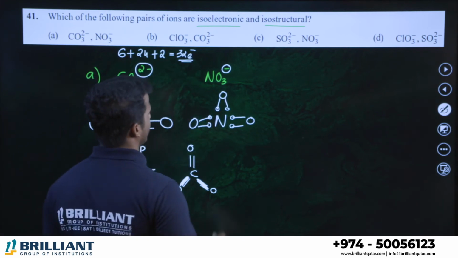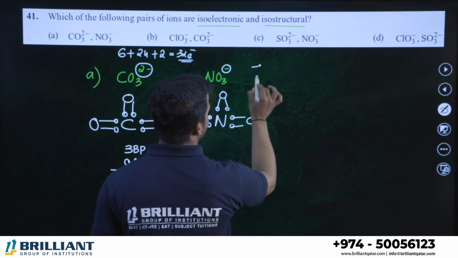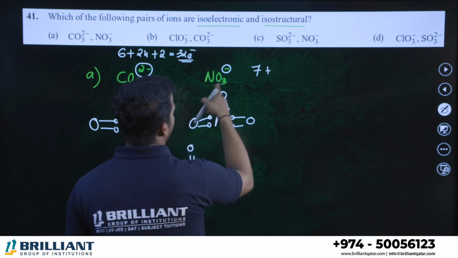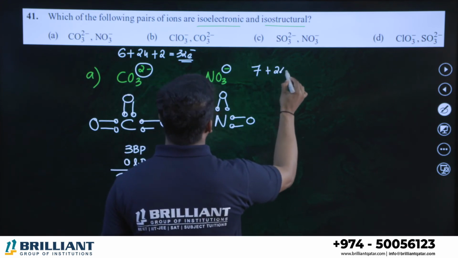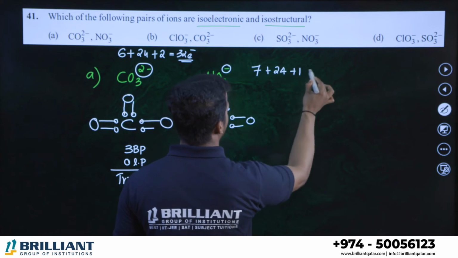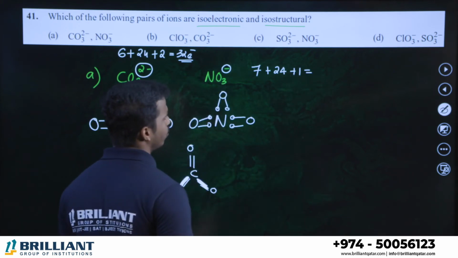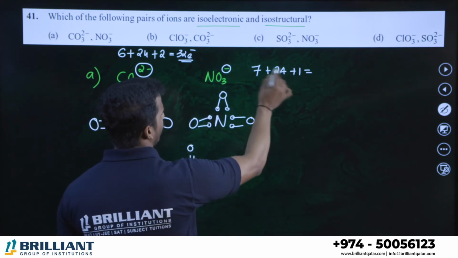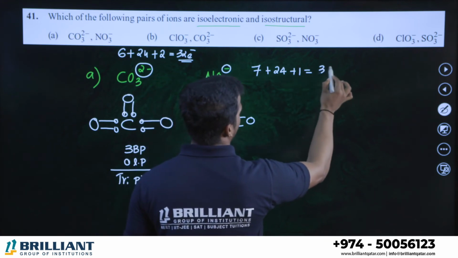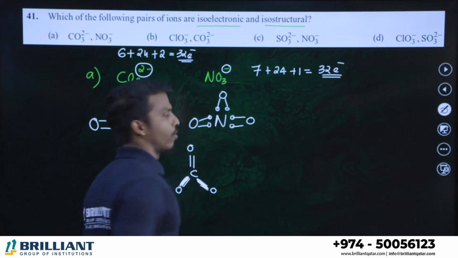What about NO3 minus? Nitrogen contains how many electrons? 7 electrons. 3 oxygen contain 24 electrons. Minus means add 1 more electron. 24 plus 1, 25, 25 plus 7, 32 electrons. See, they also have the same number of electrons.